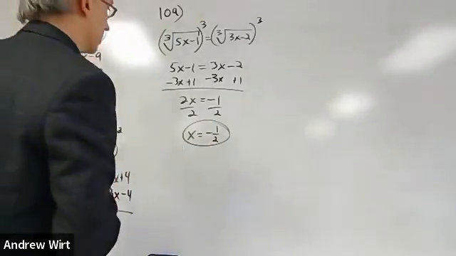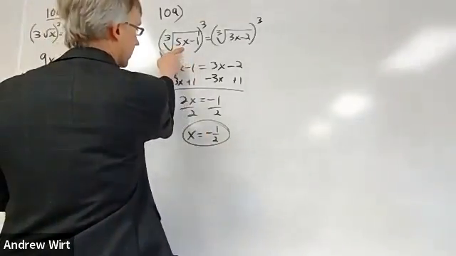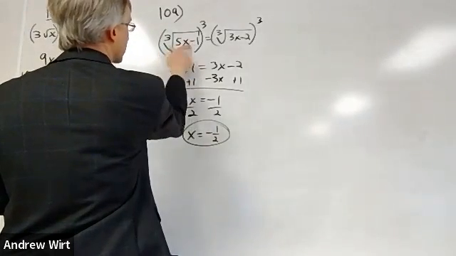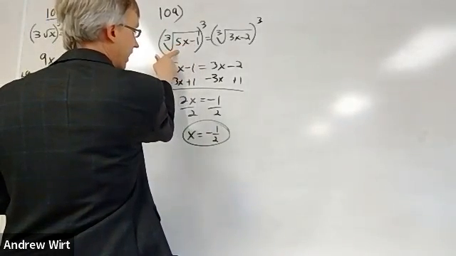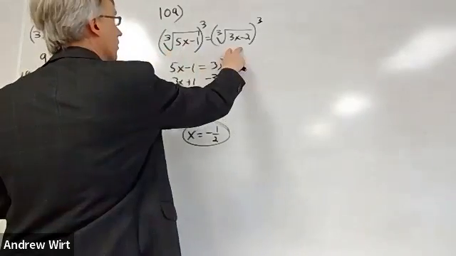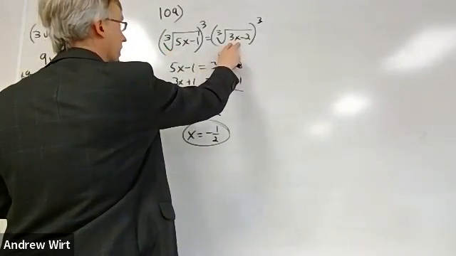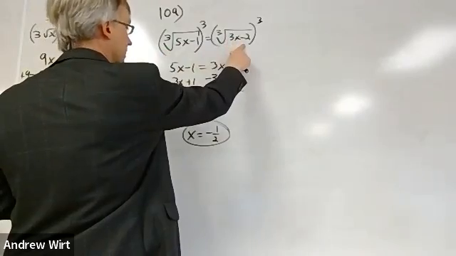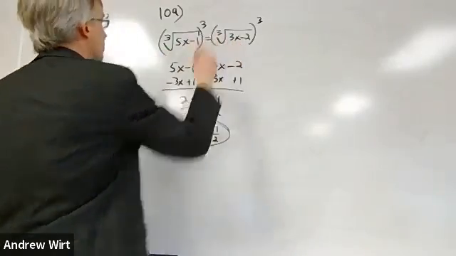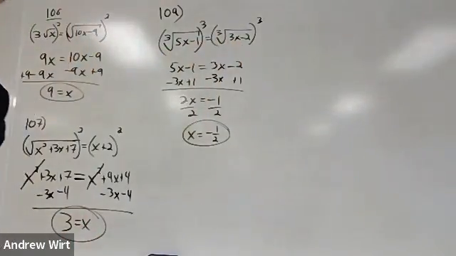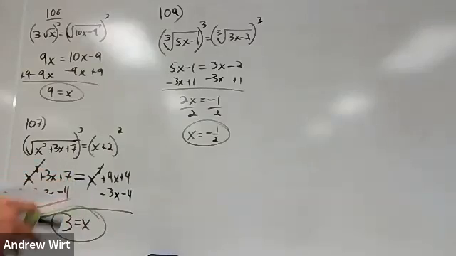All right, let's check. Plug in -1/2 here. It gives us -5 halves minus 1 is -7 halves. Over here, we get -3 halves minus 2 is -7 halves. So that works. Next up, 116.